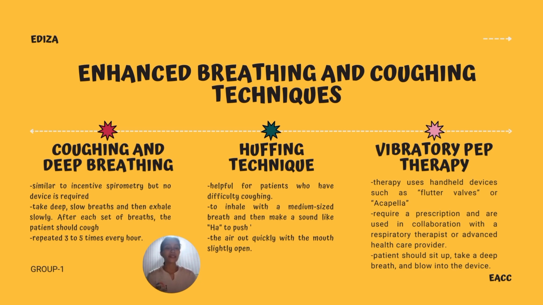To continue the enhancing breathing and coughing techniques, we also have coughing and deep breathing. Dito po is similar siya sa pangalawa natin na incentive spirometry, but hindi siya nirerequire ng device. Kailangan mo lang ng take a deep breath, tapos isa-slow mo lang siya, tapos exhale mo siya ng slowly, tapos after ng 3 to 5 minutes per hour po yung i-repeat niya po. Tapos yung huffing technique is helpful for the patient who has difficulty coughing. Dito naman po, i-inhale mo siya, tapos i-medium size po. Tapos kapag i-exhale mo na siya, sasabihin mo lang, ha! Ganun po. Tapos, maliit lang po dapat yung pagbuka ng bunganga po natin.